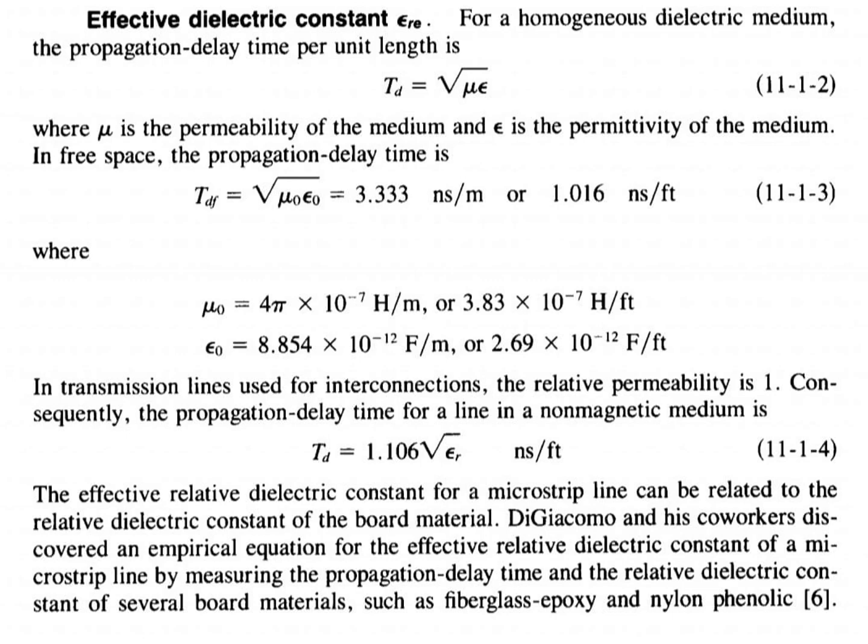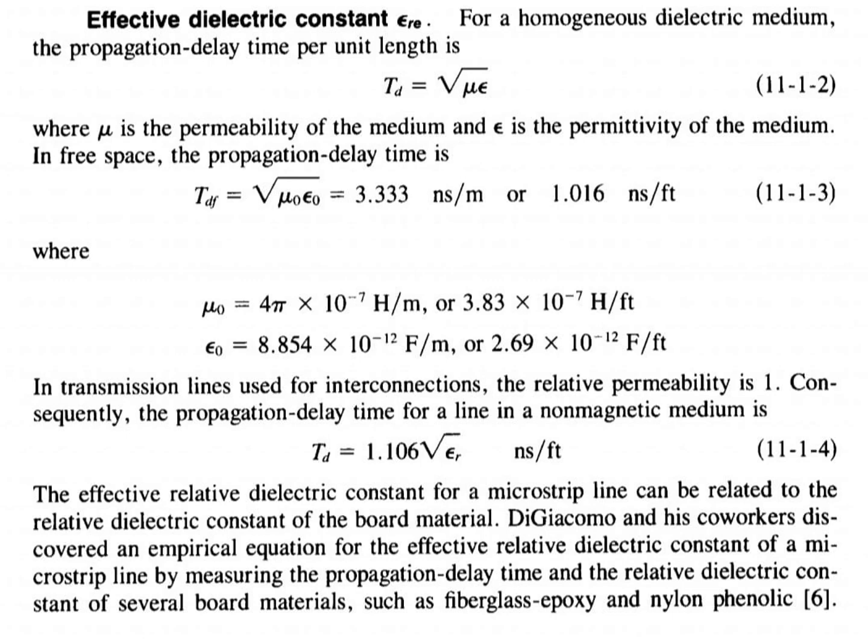Effective dielectric constant ε_Re. For a homogeneous dielectric medium, the propagation delay time per unit length is Td = √(μ ε), where μ is the permeability of the medium and ε is the permittivity of the medium. In free space, the propagation delay time is TdF = √(μ0 ε0), which is equal to 3.33 nanoseconds per meter.